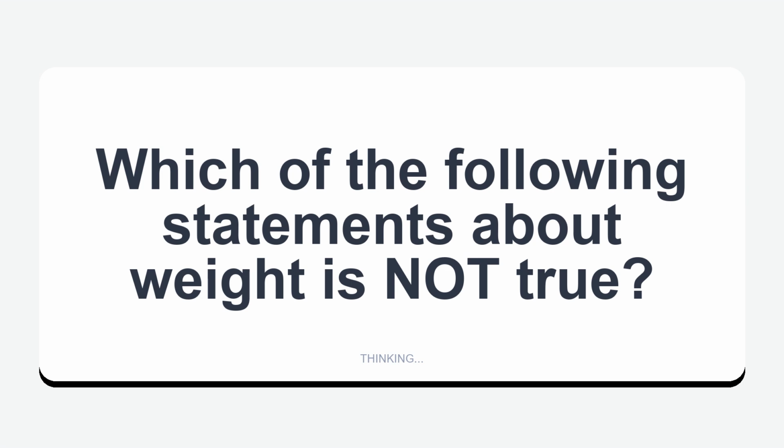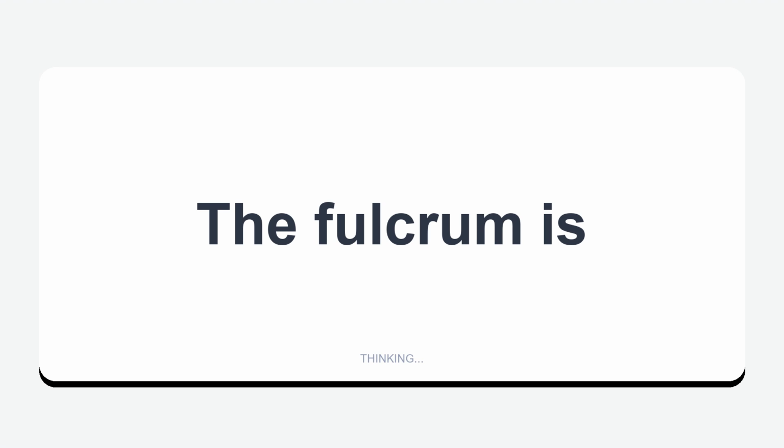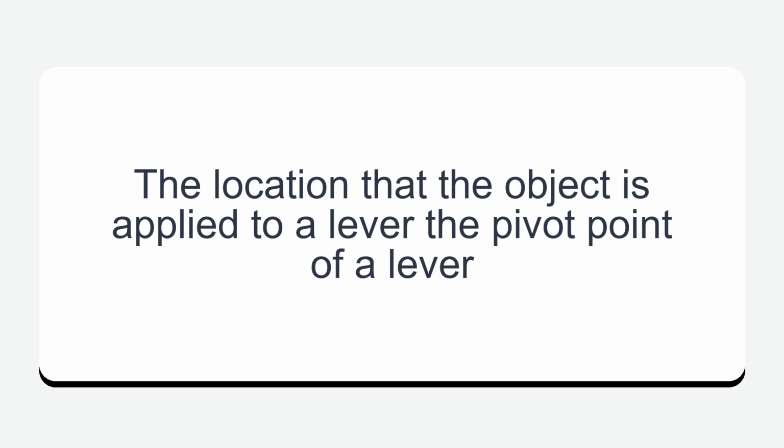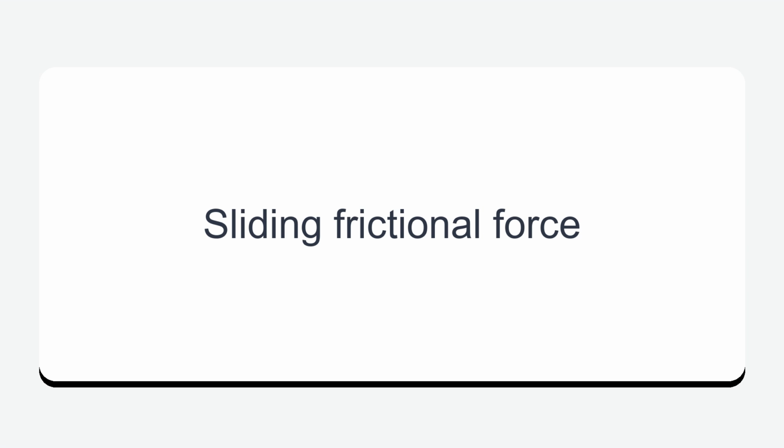Which of the following statements about weight is not true? Weight is totally dependent on mass. The fulcrum is the location that the object is applied to a lever, the pivot point of a lever. A hockey puck slides across frozen ice. The puck will eventually slow to a stop because of sliding frictional force.